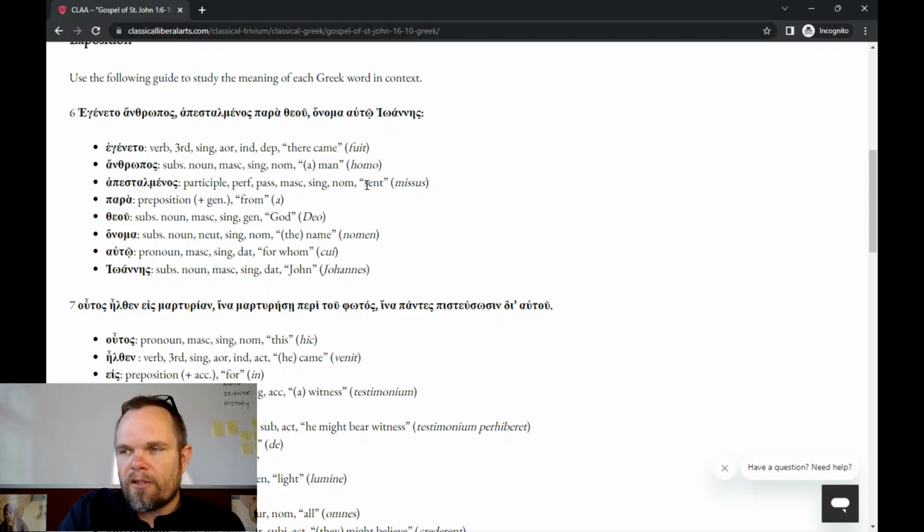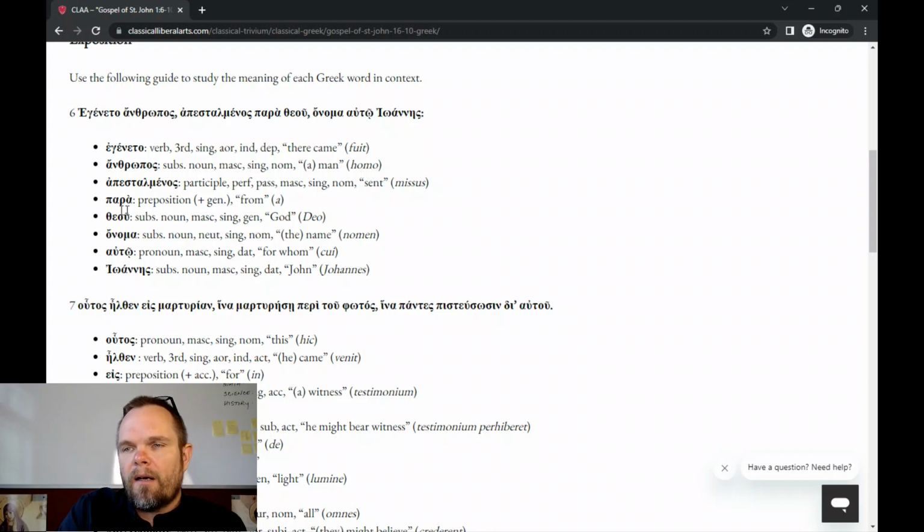We can see that the translation in English is sent, and that St. Jerome translated it as missus, again using a perfect passive participle in Latin to translate it. Apestalmenos means sent. So egeneto anthropos, there came a man, apestalmenos, who was or who had been sent.